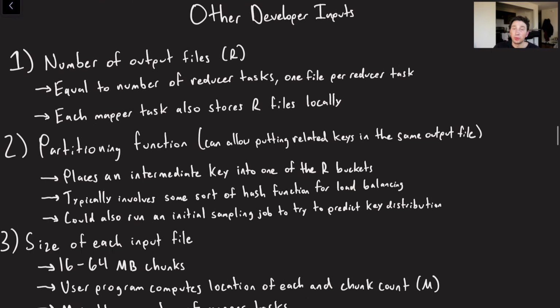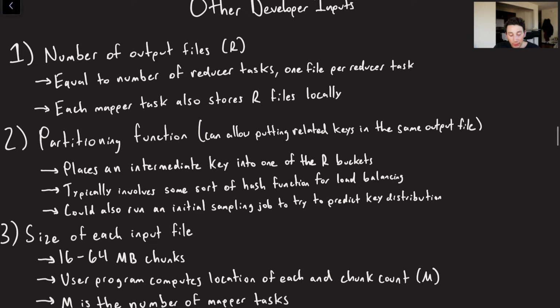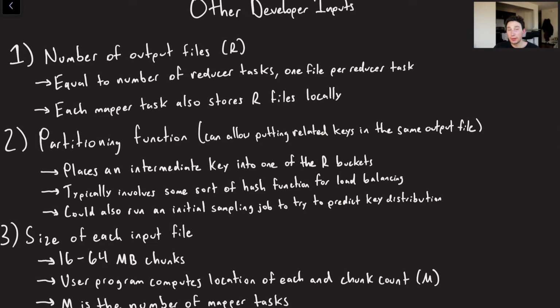Cool. So that is how MapReduce works at a high level, and I have many diagrams that we're going to show in a little bit to make sure that we understand it a little bit better. But I want to quickly talk about a couple of other developer inputs that you're going to have to provide when making a MapReduce job, because this is important for setting the scene.